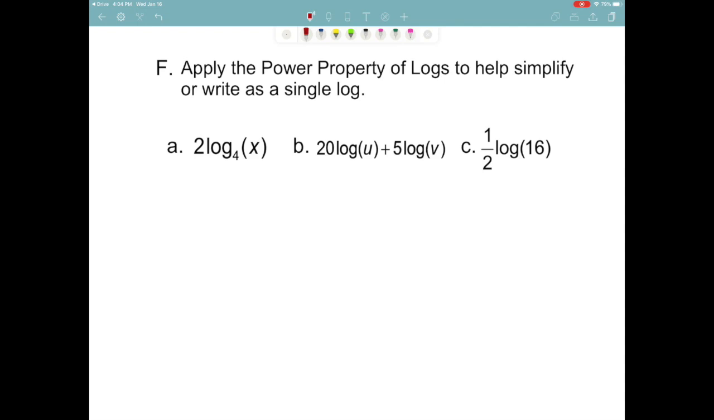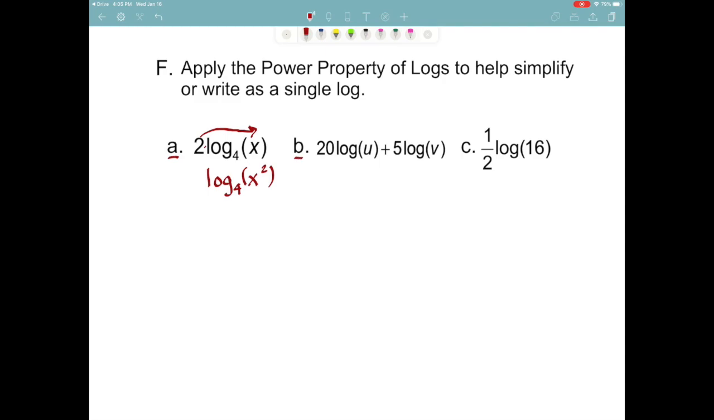Letter F. Apply the power property of logs to help simplify or write as a single log. Talked about the power property yesterday. When we look at A, you will see that it's 2 times log base 4 of x. Yesterday we were solving equations and we were applying the power property by bringing the exponent down. Now we're going to take it and put it back up. We can rewrite this one as log base 4 of x to the second power. That is the application of the power property.